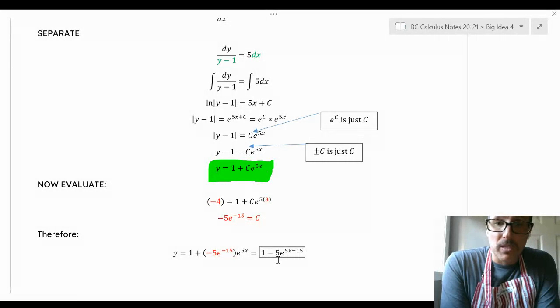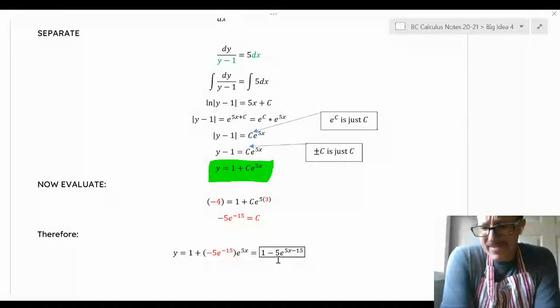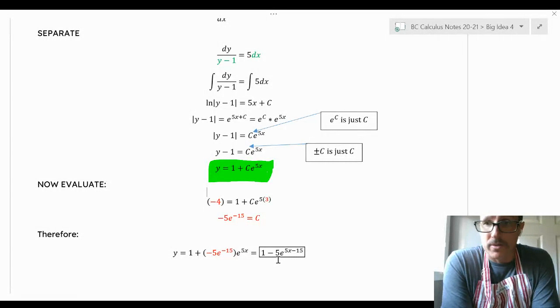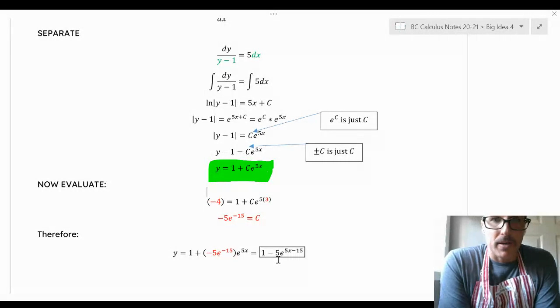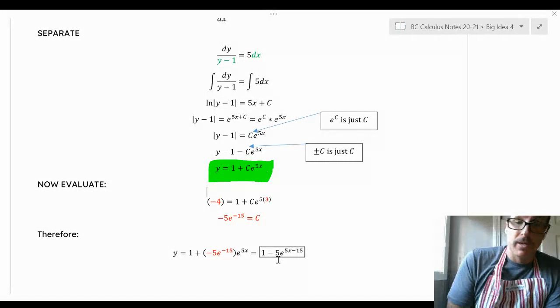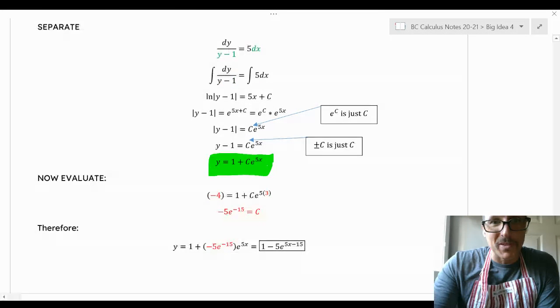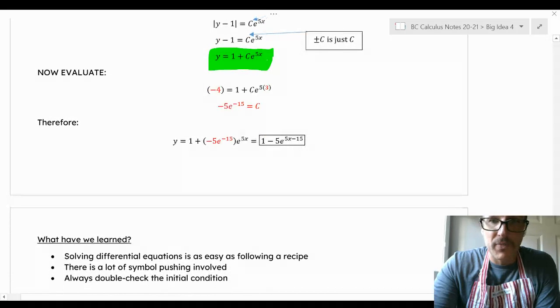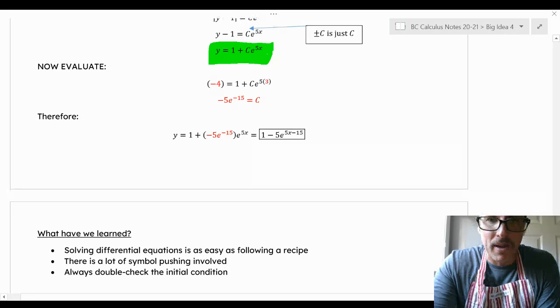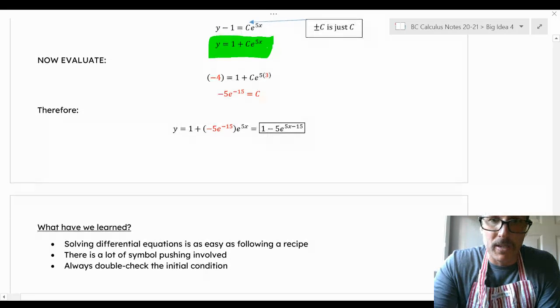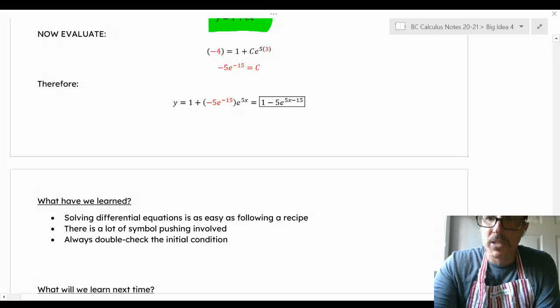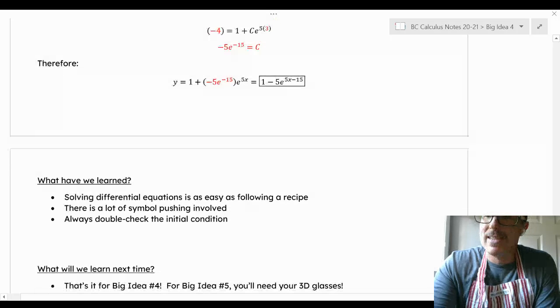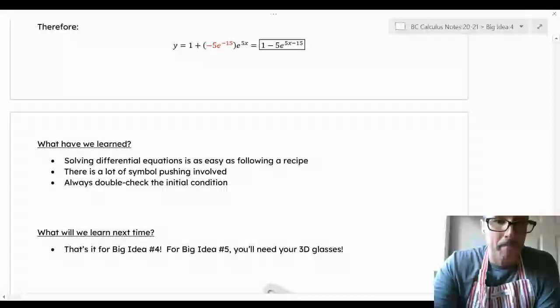Sometimes that's much easier to do than the alternative. And you don't have to do one or the other. You have a little bit of freedom there on the last two steps. So you got yourself some examples there. So as you go forth and start trying to figure out these on your very own, I hope this helps you in that process. Just remember, solving differential equations is as easy as following a recipe, right?